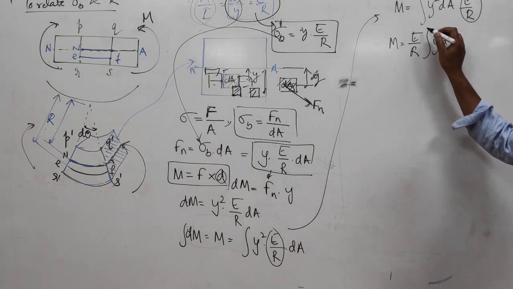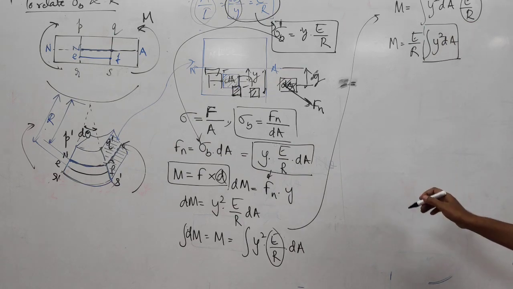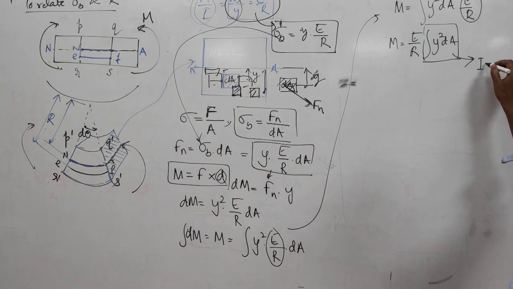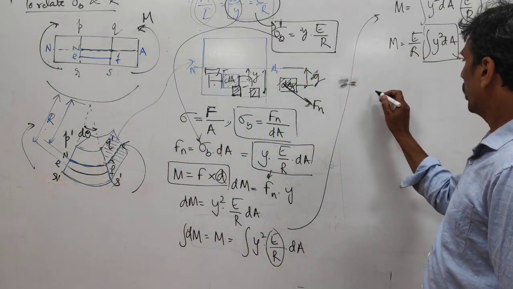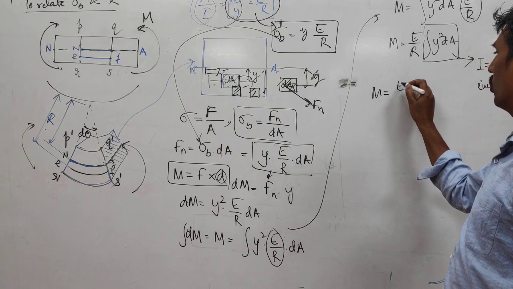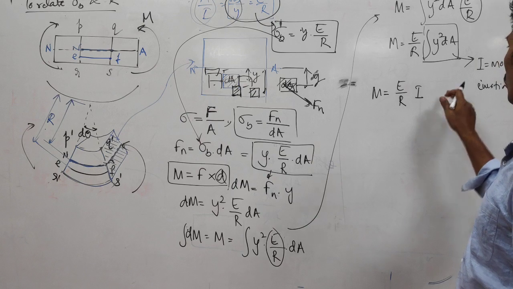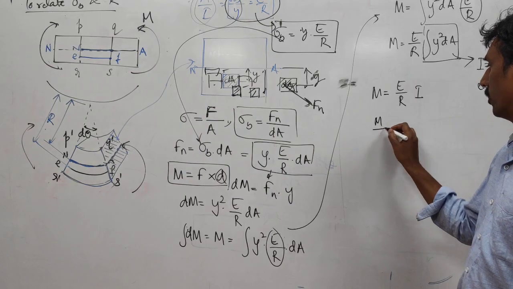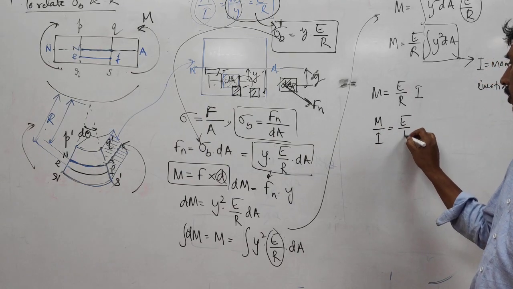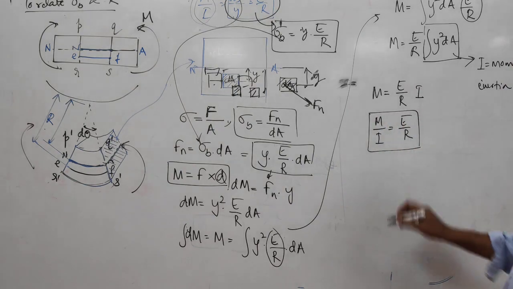And now this term y square dA, we call this as moment of inertia, because this depends on the shape of the beam, the shape of the cross section of the beam. So this equation can be written as M is equal to E by R into I, where this integration of y square dA is nothing but moment of inertia. Okay, so this can be written as M by I is equal to E by R.